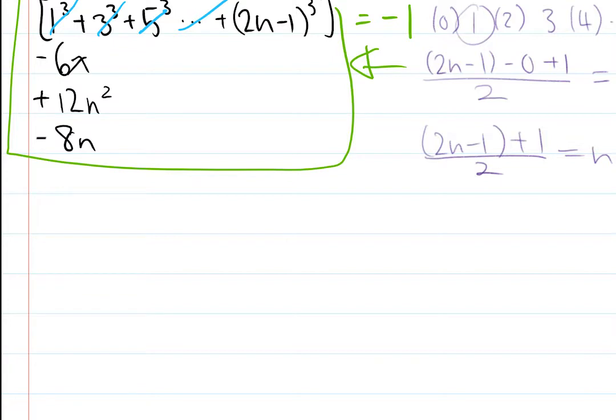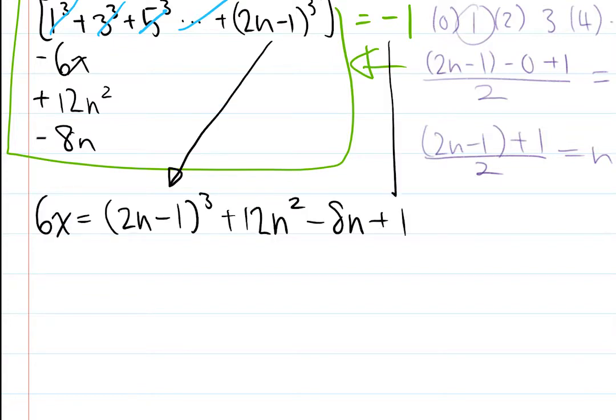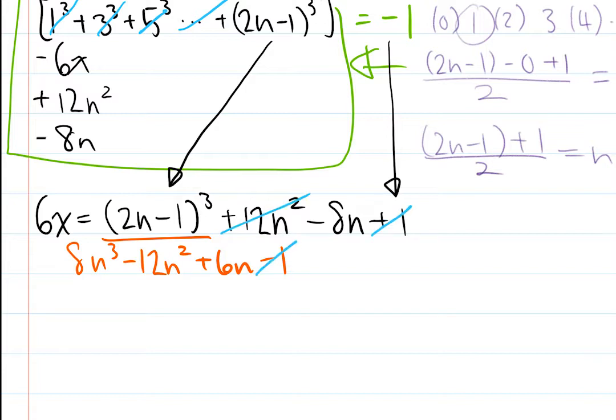Then, we reorganize this equation so that we have x on one side and the rest on the other. We simplify 2n minus 1 cubed into 8n cubed minus 12n squared plus 6n minus 1. We can cross out the negative 1 and positive 1. And also, cross out the plus 12n squared and minus 12n squared. We simplify this even further and get 6x equals to 8n cubed minus 2n.